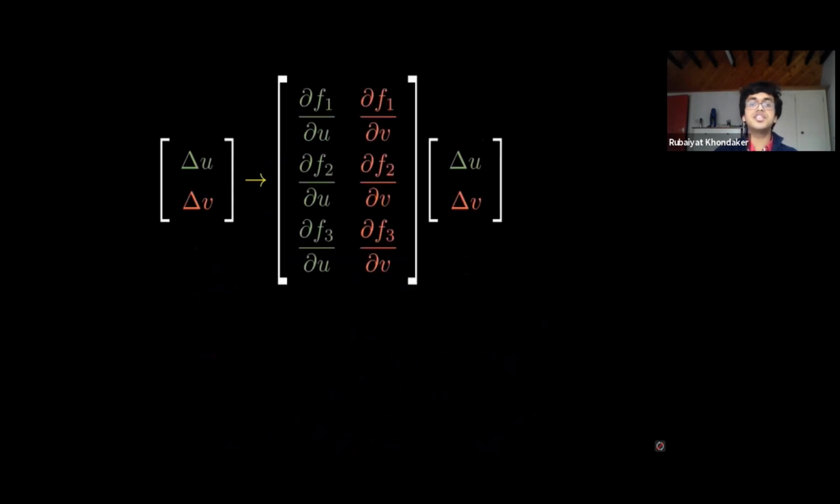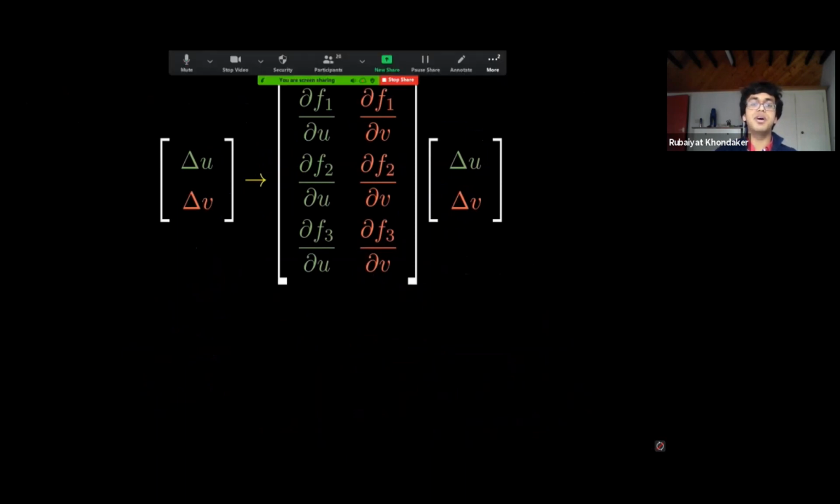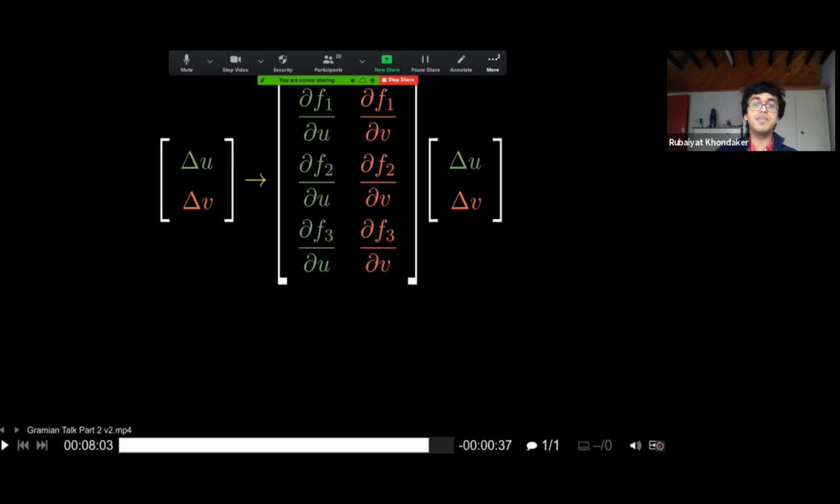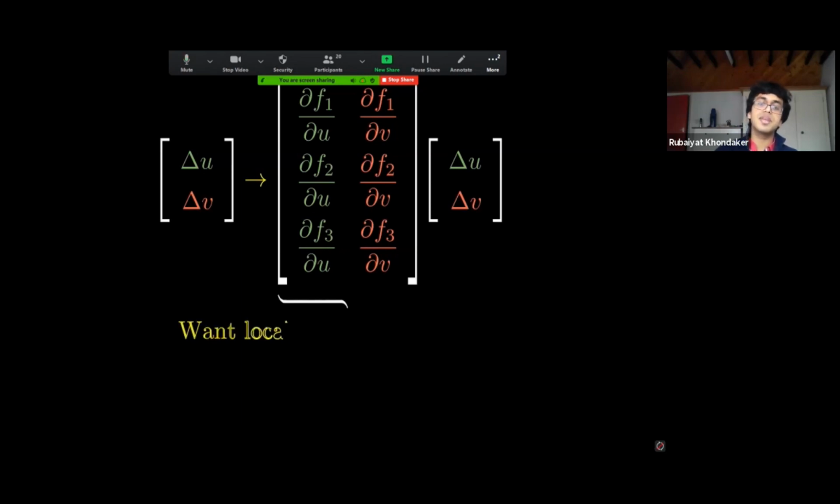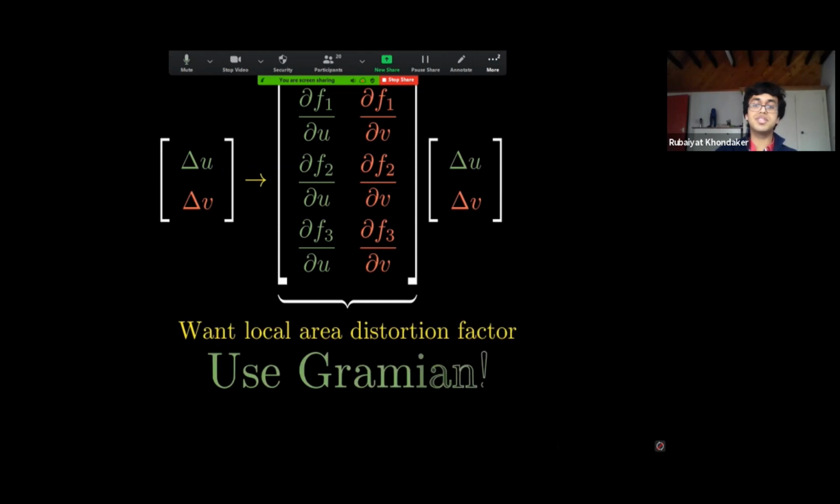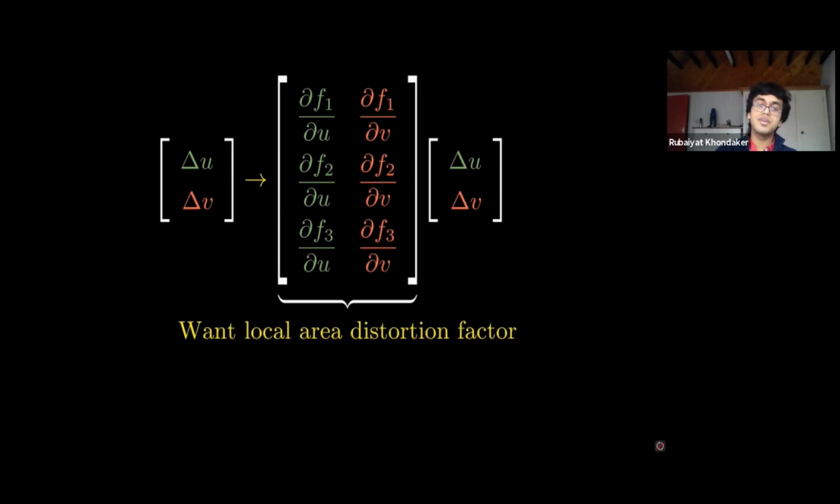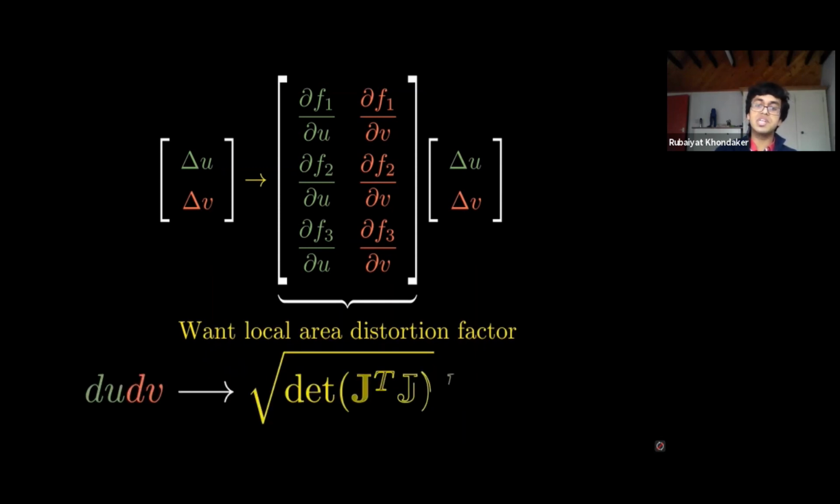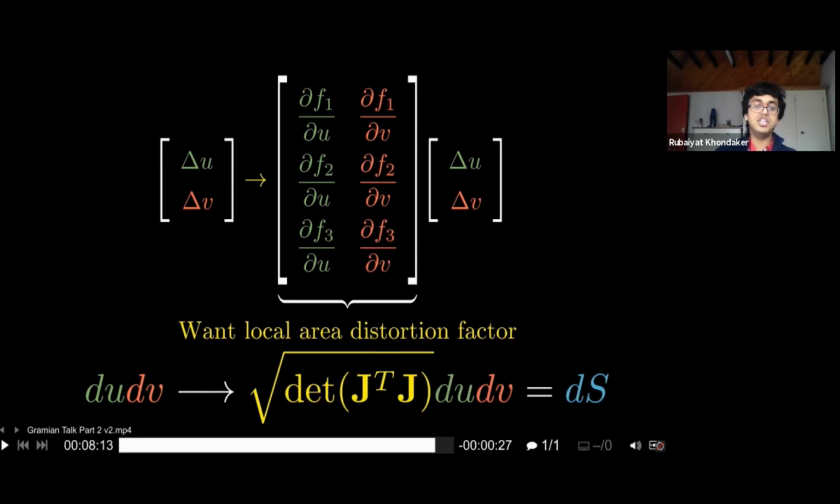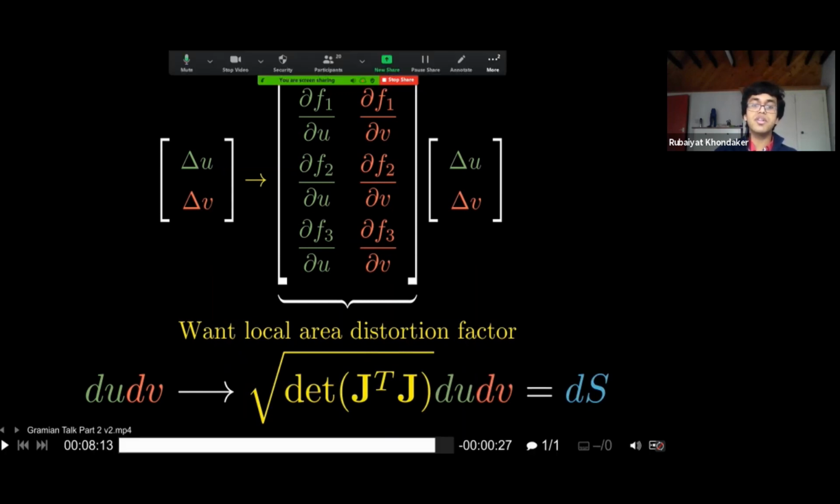In this case, our Jacobian is a rectangular one. So we've got partial F1 partial U, partial F2 partial U, and also partial F3 partial U. It's a 3x2 matrix. And how do we figure out the local area distortion factor of a 3x2 matrix? Well, we use the Gramian. So what you have is that du dv goes to the square root of the determinant of J transpose J times du dv, which becomes the area element dS.